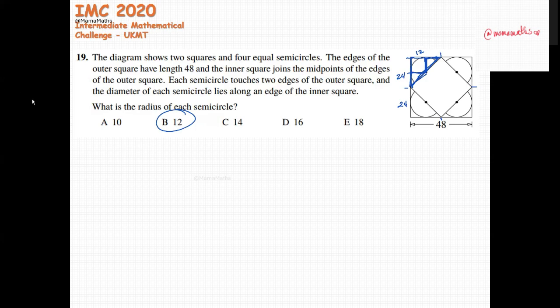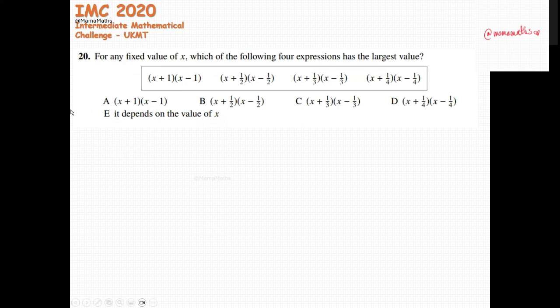Question number 20. For any fixed value of x, which of the following four expressions has the largest value? We have x plus 1 times x minus 1, x plus a half times x minus a half, x plus 1/3 times x minus 1/3, x plus a fourth times x minus 1/4.